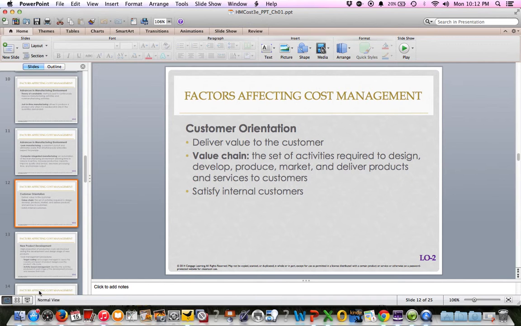Customer orientation, basically just know that in cost accounting, we're going to talk about the value chain a little bit, and basically all the things that need to happen in a process to design, develop, produce, market, and then deliver a product, which includes goods and services to our customers. And of course, we want to make sure that the customer is perceiving a value in whatever it is we're selling to them.